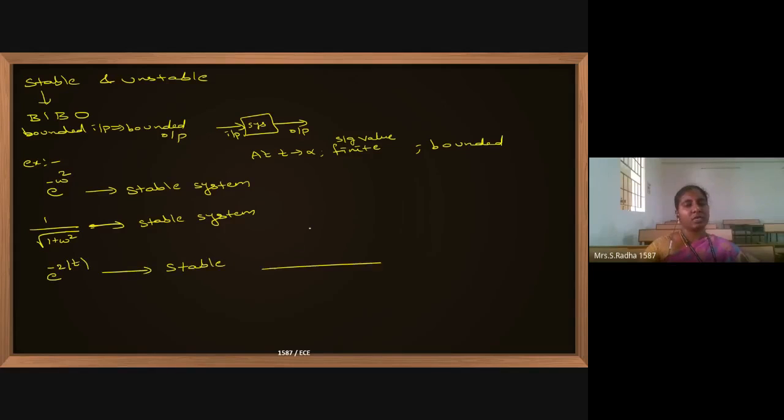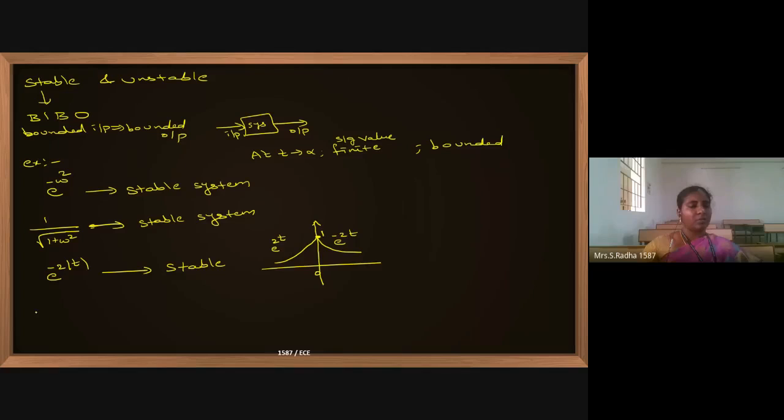Because if you draw a diagram for this, it is something like this and decreasing. This is e power plus 2t, this is e power minus 2t, and here the value is 1. So this is the signal. As t approaches infinity, the signal is finite. That's the reason it is bounded.